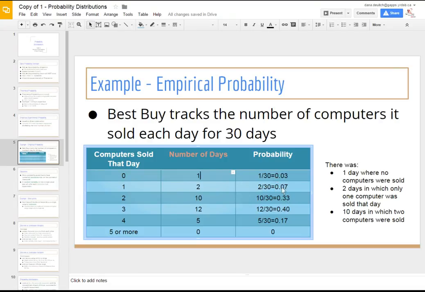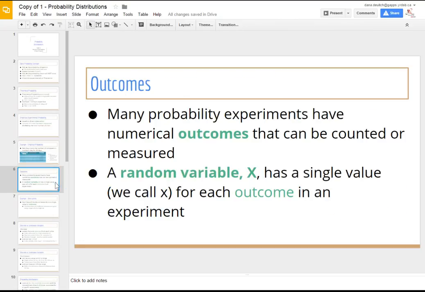This is a probability distribution. When I show all the different possibilities, all the different probabilities, that is a probability distribution. So it's not really anything new. We have to calculate all of the probabilities now, not just one. So first of all, let's look at some definitions. An outcome is something that can be counted or measured. The outcome of the experiment is something that can be counted or measured.